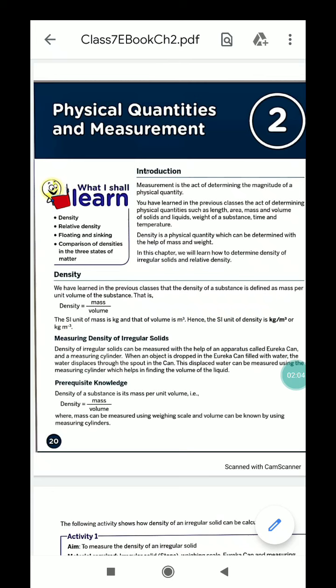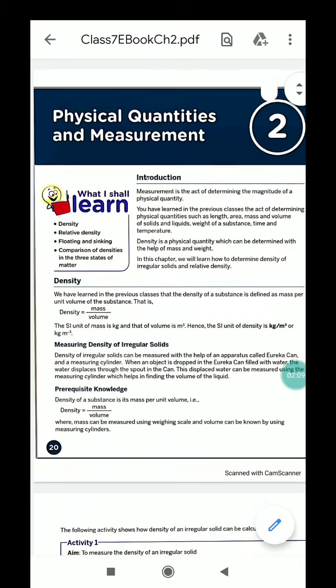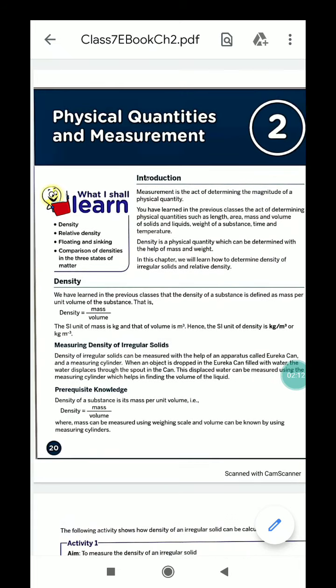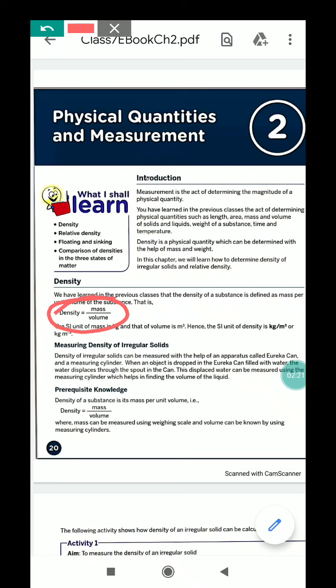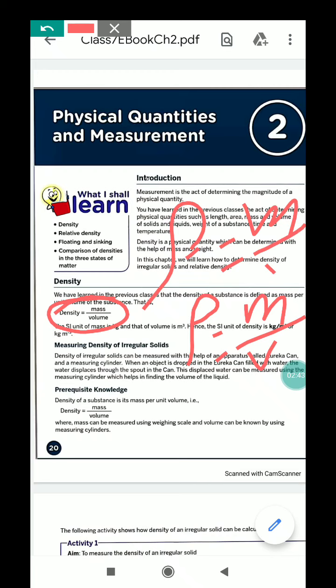So, what is density? Density is defined as the mass per unit volume of the substance. So, its formula is density equals mass by volume. Density may be written as rho, equals mass, small m, by volume, small v. This is the formula of density. Here rho is density, m is mass, and v is volume.